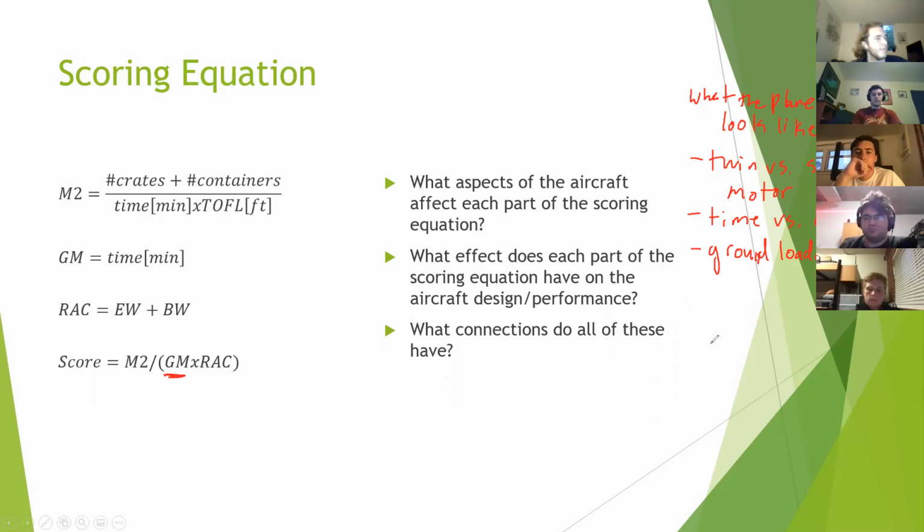So one question about the ground mission. The rules say that the blocks have to be outside the container at the beginning, right? Yes. But how are they stacked?